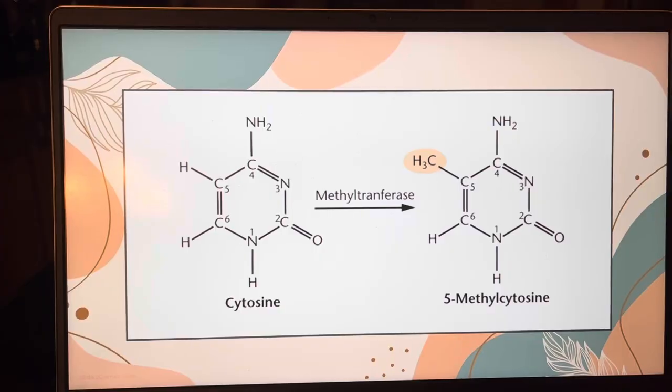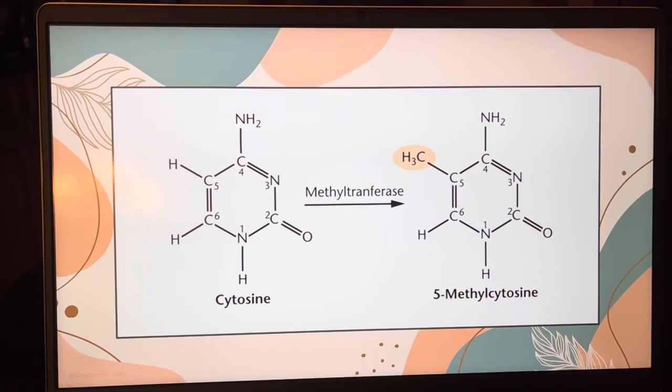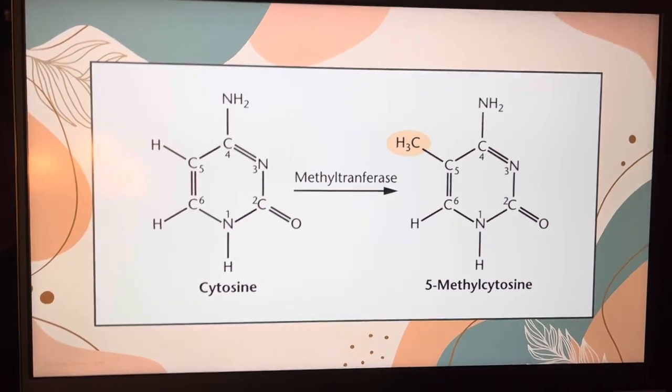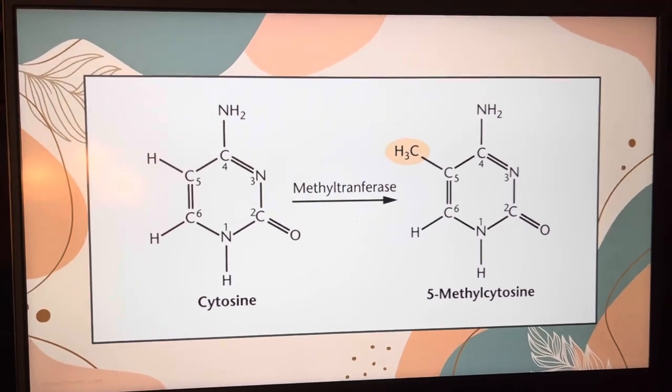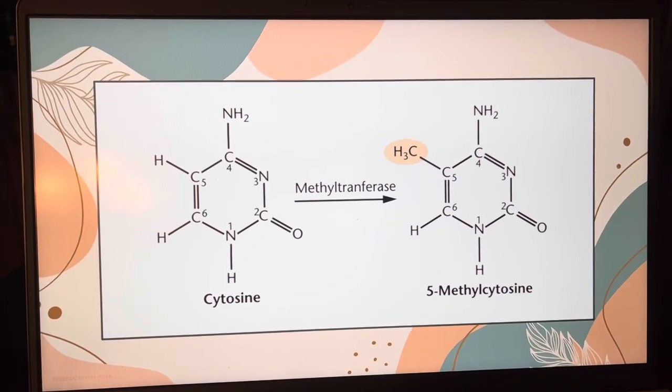This reaction is carried out by a family of enzymes called DNA methyltransferases, also known as DNMTs. When a methyl group is added, it doesn't change the letter of the genetic code, but it can change how the gene behaves.